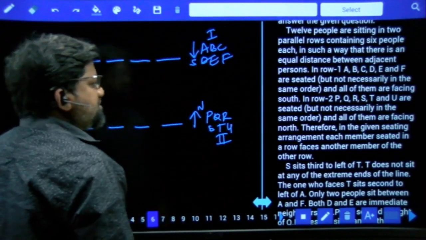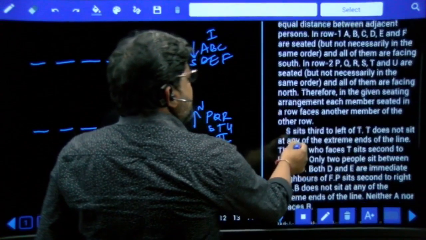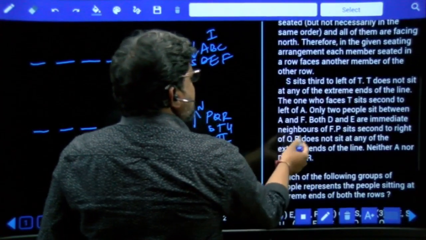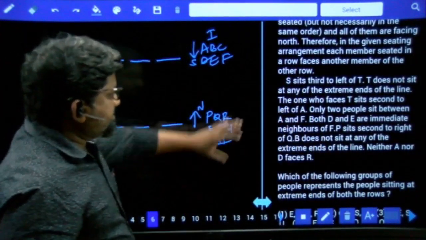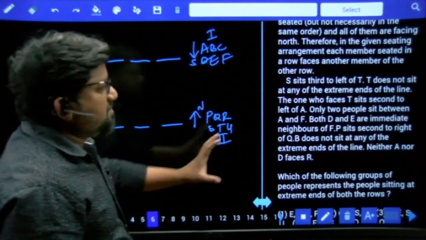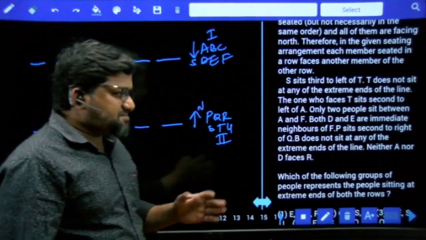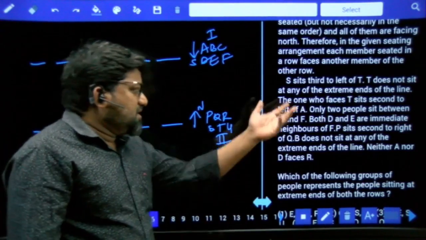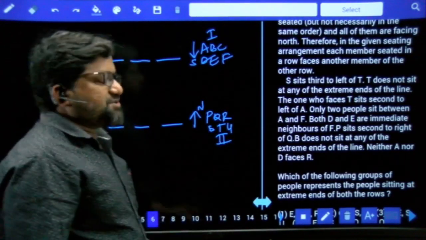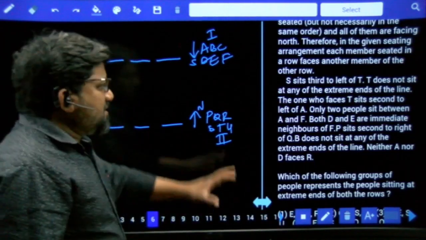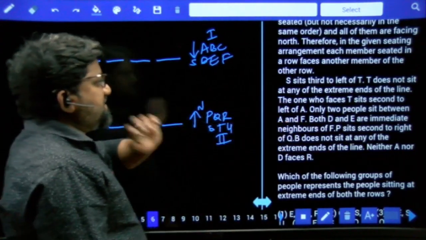Therefore, in the given seating arrangement, each member seated in the row faces another member in the other row. Look at the size of this question, hardly 7 to 8 lines. So this is purely based only on seating arrangement. There is nothing extra to distribute. You should consider this to be the easiest question. But what we'll try to do is solve this question first.